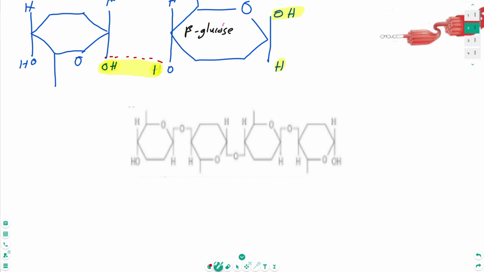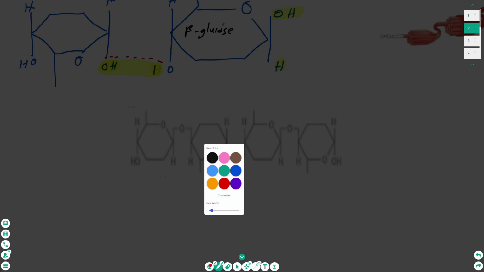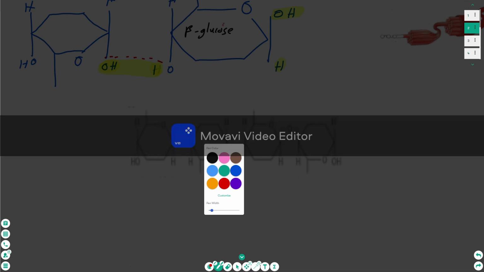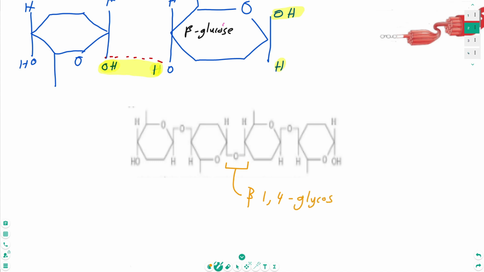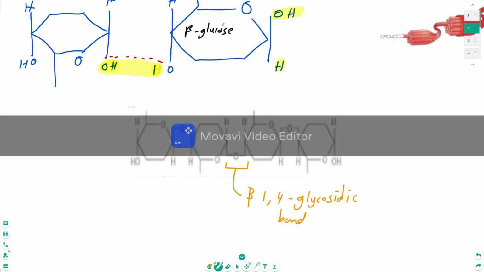So this here, this is the bond that I was talking about down here. And this bond is called a beta 1,4 glycosidic bond. Now it's probably a bit too much over your head right now. If you need more information as to how this bond is formed, look at page 58. Page 58 of your textbook will help you with this.